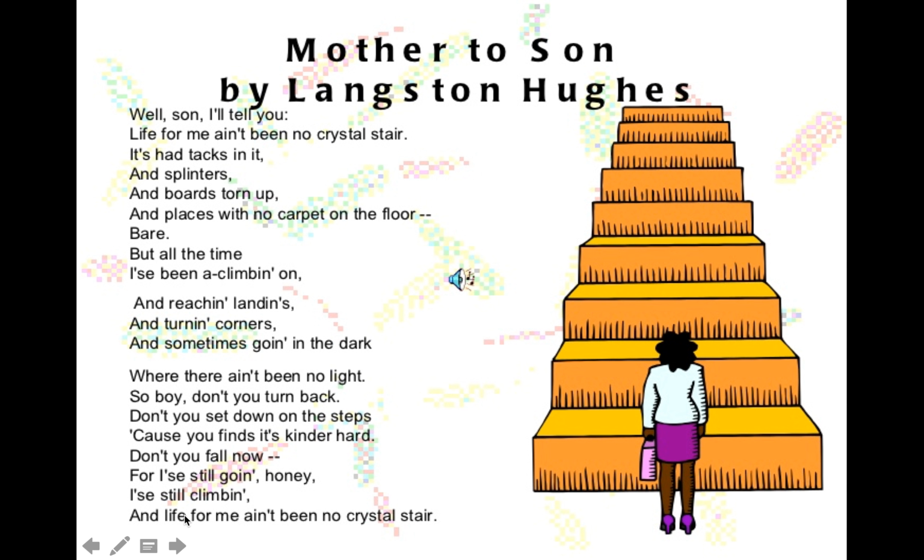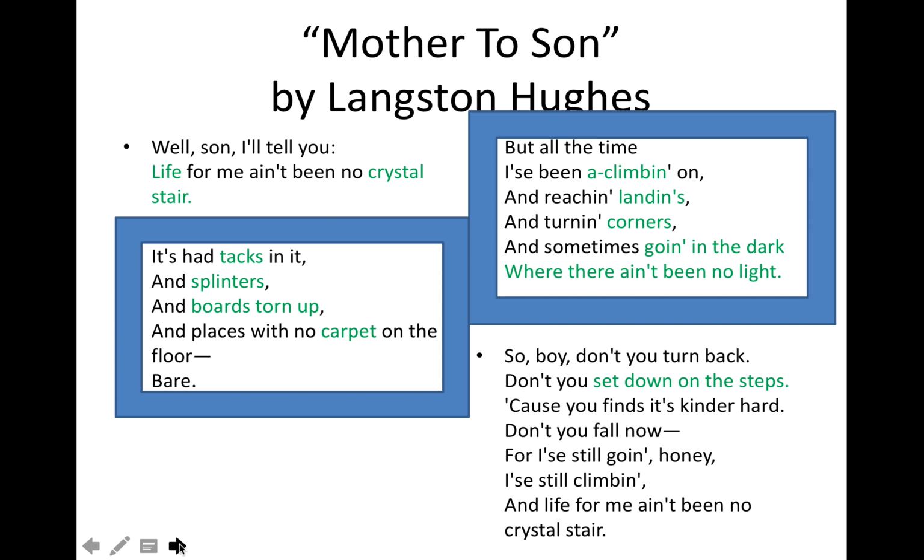And this entire poem is an extended metaphor. And metaphor is one of our figurative language. So what I did is I put in green all the words that are some kind of metaphor. So life and crystal stair, that is the comparison that she is making. She's comparing life to a crystal staircase. And a crystal staircase would be clear and crisp and clean and beautiful. And she's saying life has not been that for her.